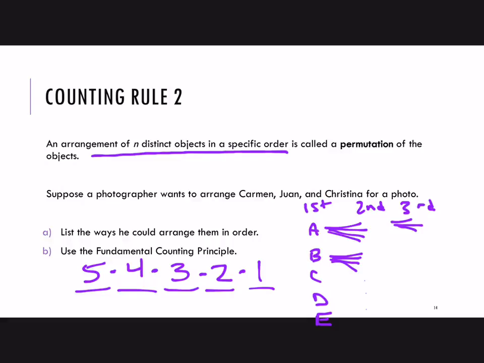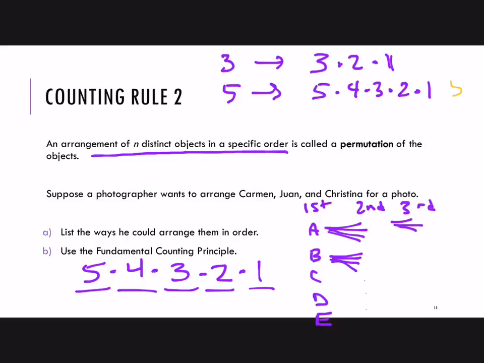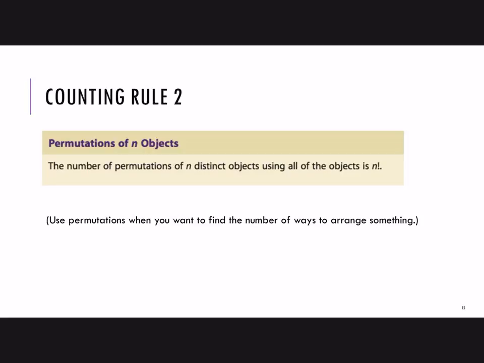Okay? So in other words, when we're arranging 3 people, we had 3 times 2 times 1 options, and when we had 5 people, there were 5 times 4 times 3 times 2 times 1 ways to arrange them. So this should look sort of familiar. We just talked about this. This is a factorial. This is 5 factorial, and this is 3 factorial. So here's the connection, why we learned that symbol.